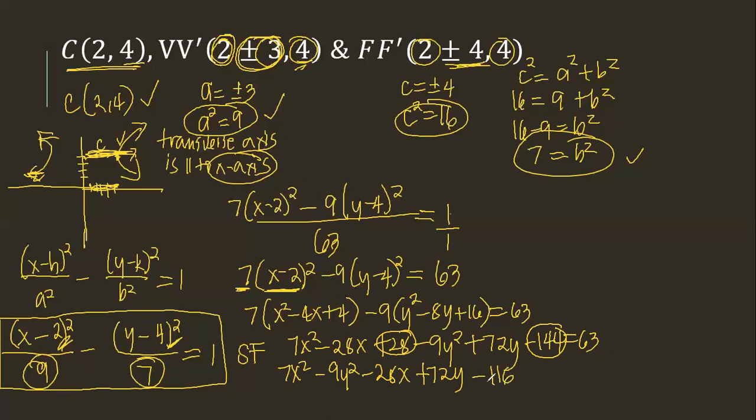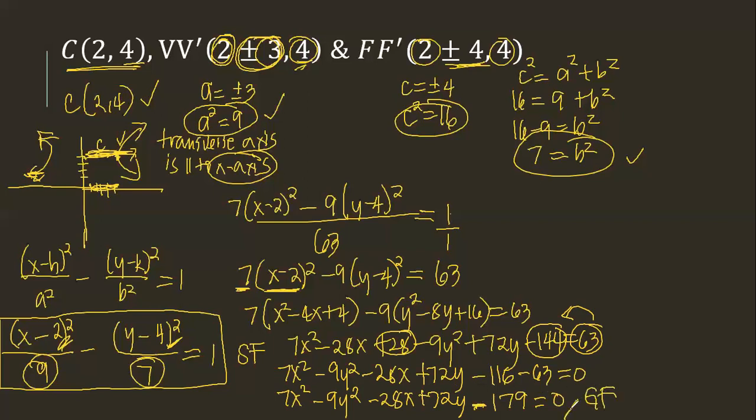Tama? Negative 116. So 16, 40, 30, 44. Okay, and then this 63, ipapasok mo sa loob, that's positive, magiging negative 63 equals 0. So the final answer will be 7x squared minus 9y squared minus 28x plus 72y. So negative 116 minus 63 is negative 179 equals 0. Okay, so this is our general form.